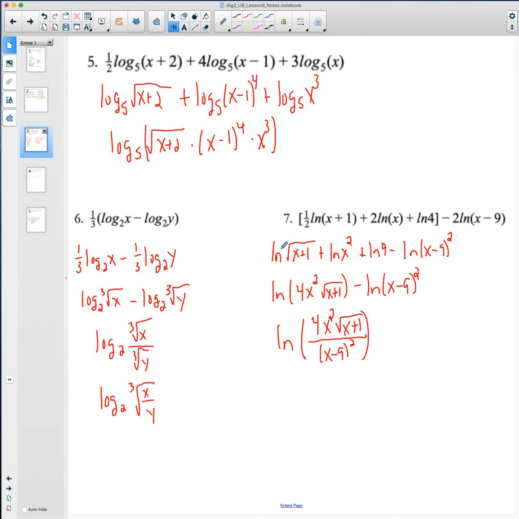But now that I've combined all these, notice now my next property here is a subtraction, which means we're in the quotient rule. So all of this would be my numerator, and then this term would be my denominator. And like I said, if you wanted to multiply x minus 9 squared out, you can. No need to. Doesn't really help you.